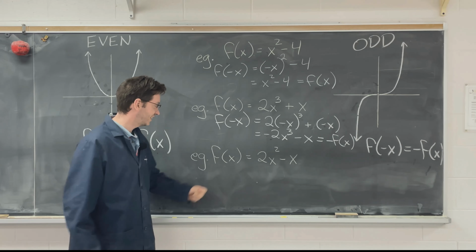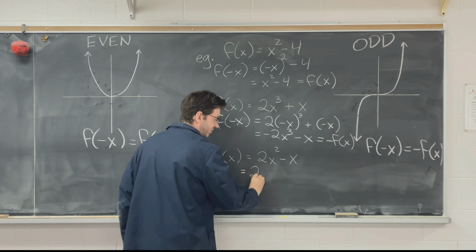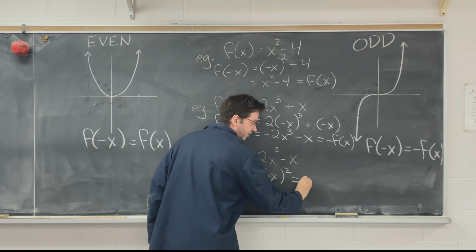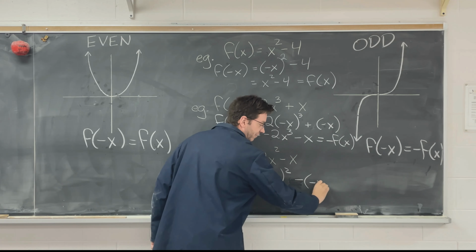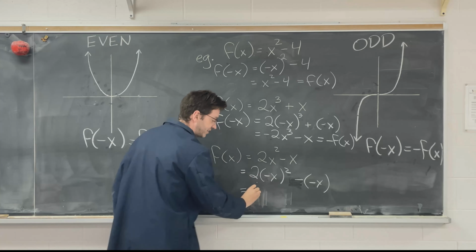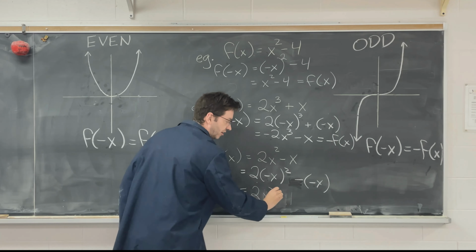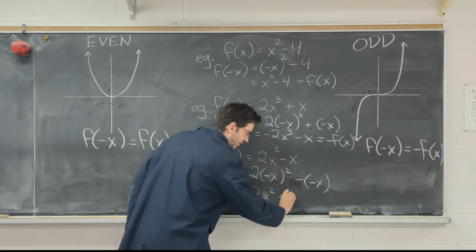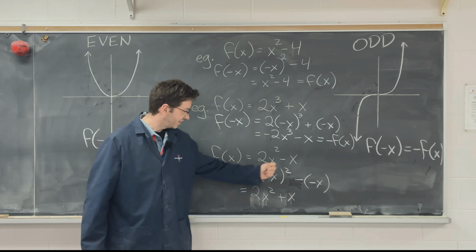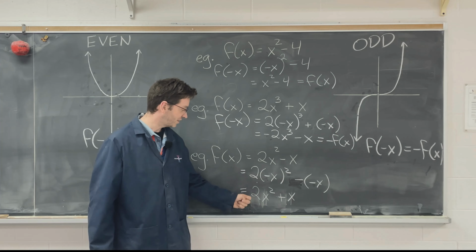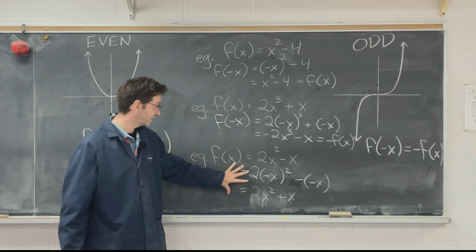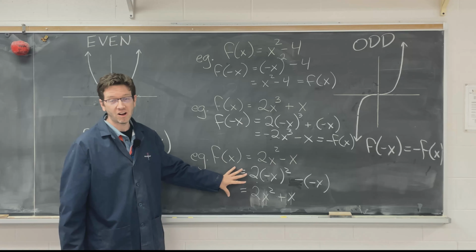If we look at the last example, and I substitute in negative x and another negative x, well here, the negative squared goes away, it becomes positive, so we get 2x squared, and then double negative becomes plus x. Notice, this isn't the negative. This term is the negative, but the first term is not. It's not the original function, and it's not the negative function. So this function is neither odd nor even.